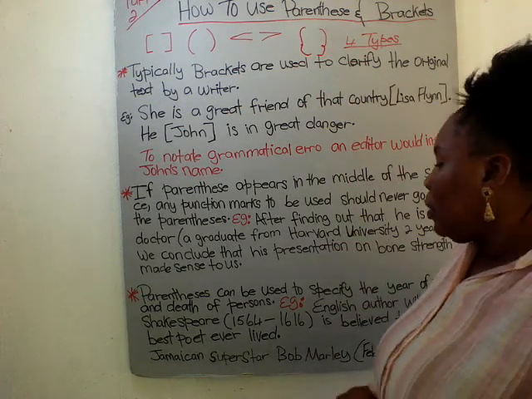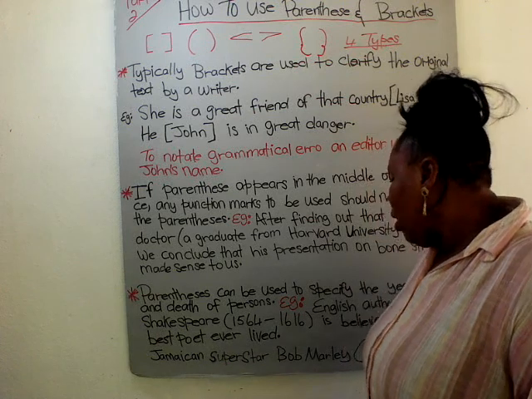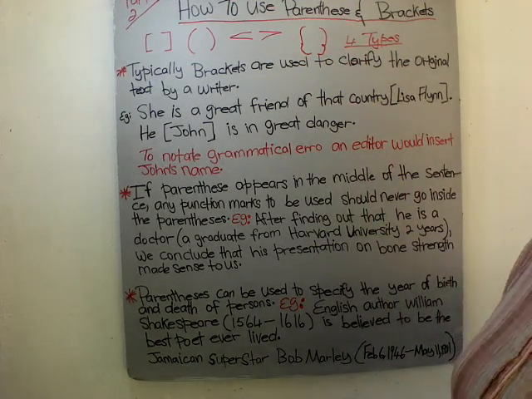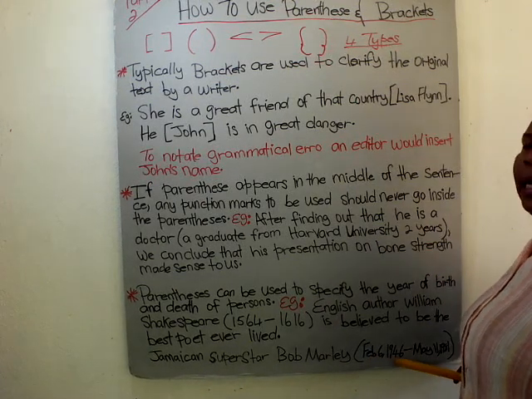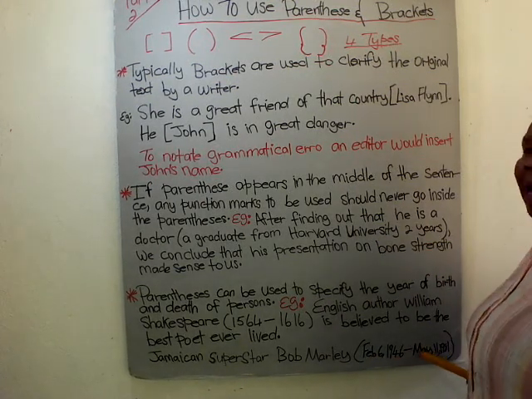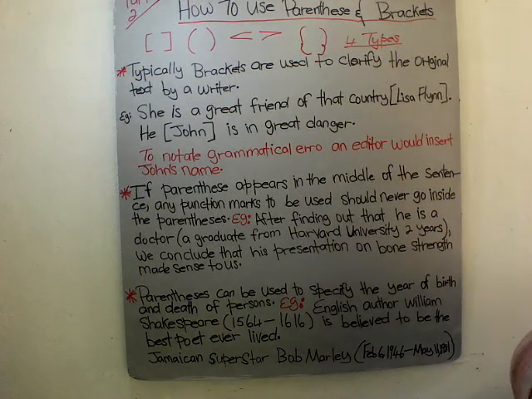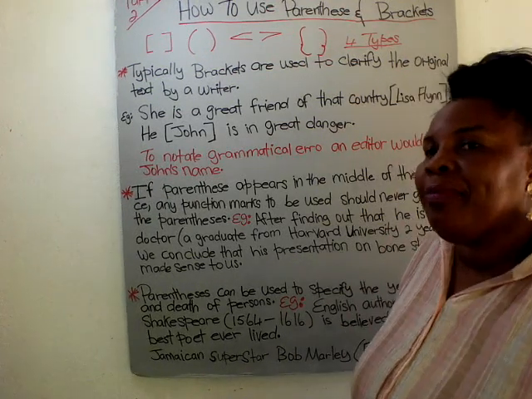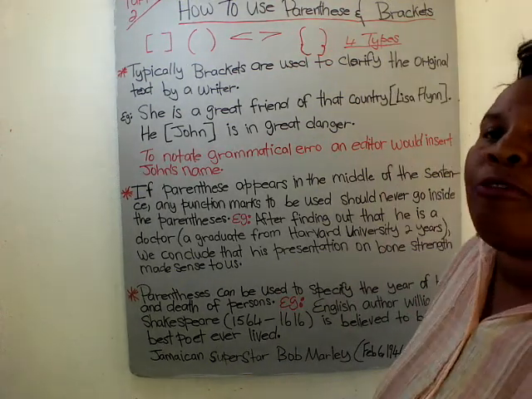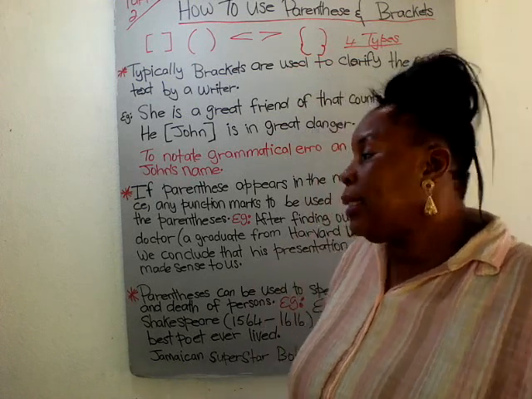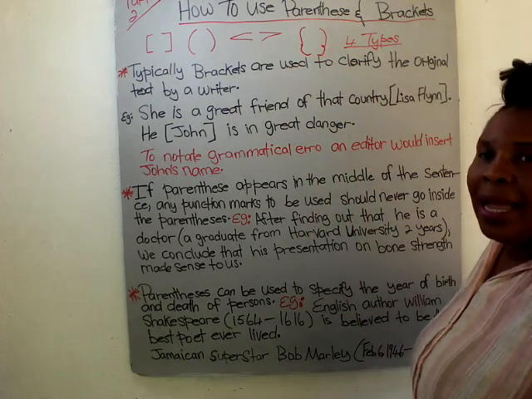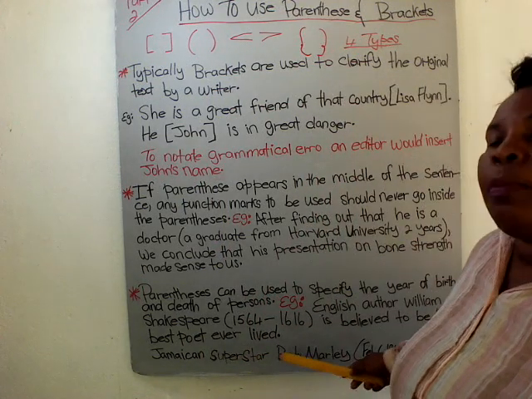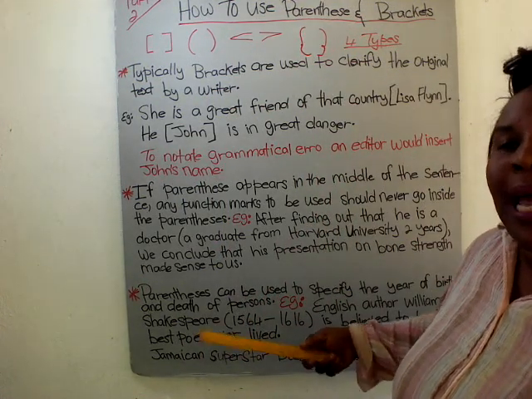And next example, Jamaican superstar Bob Marley, February 6, 1946. He was born February 6, 1946, and he passed away May 11th, 1981. He passed away May 11th, 1981, and he was born February 6, 1946. So you place that in bracket. So that is giving what? Additional information about who this superstar is, his birth and his death.